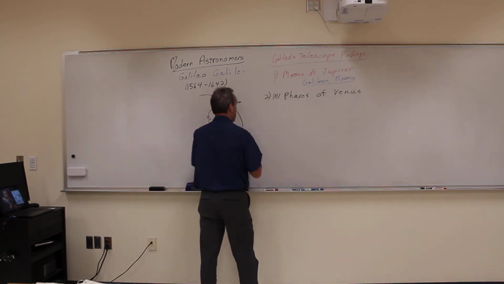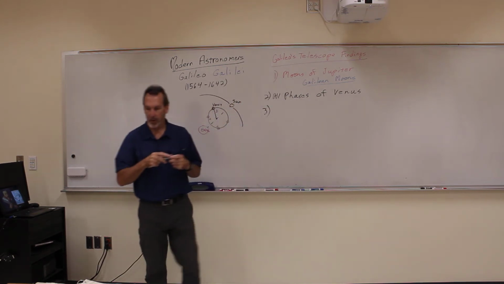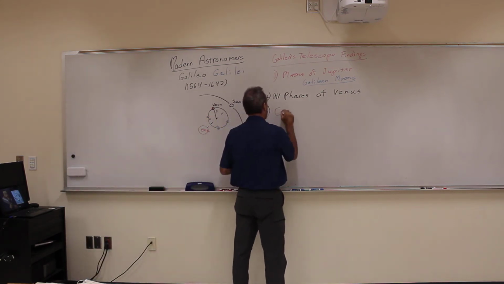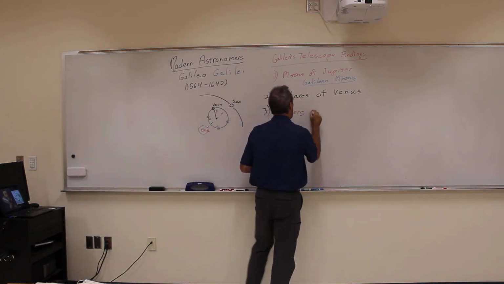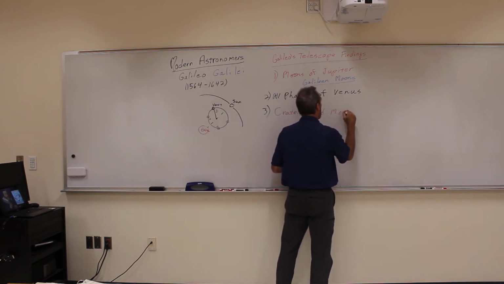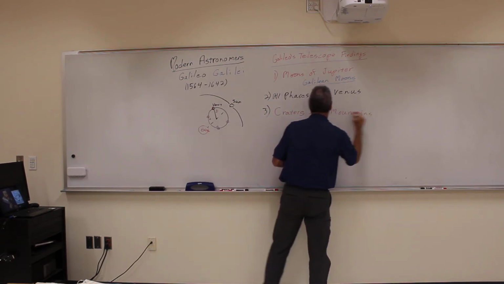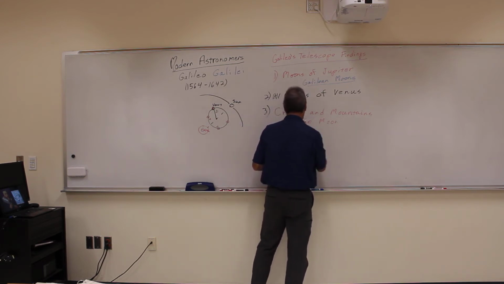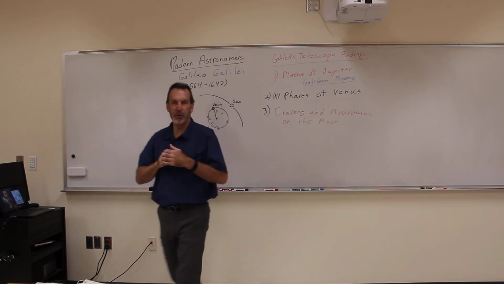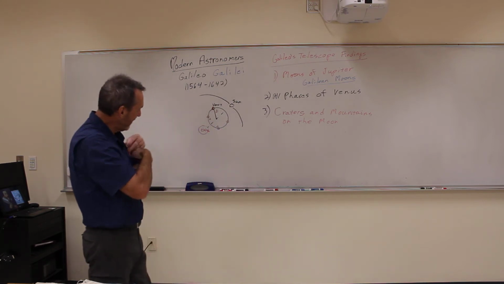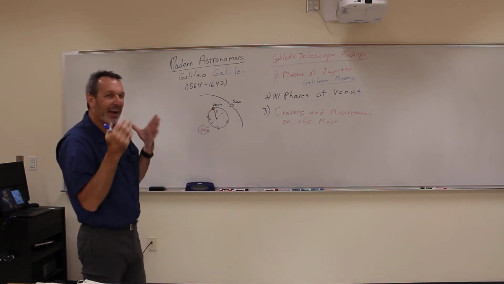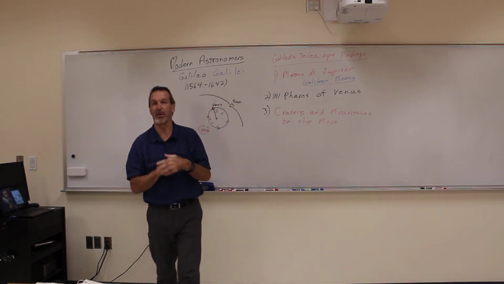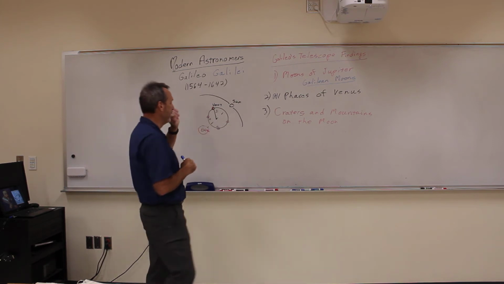Number 3. He saw craters and mountains on the moon. Now with your naked eye, you can see that there are dark and light regions. But that's about all you can tell. You couldn't actually see any craters or mountains. But as soon as you have a telescope, it doesn't take hardly any power at all. Even a pair of binoculars, you can see craters on the moon.